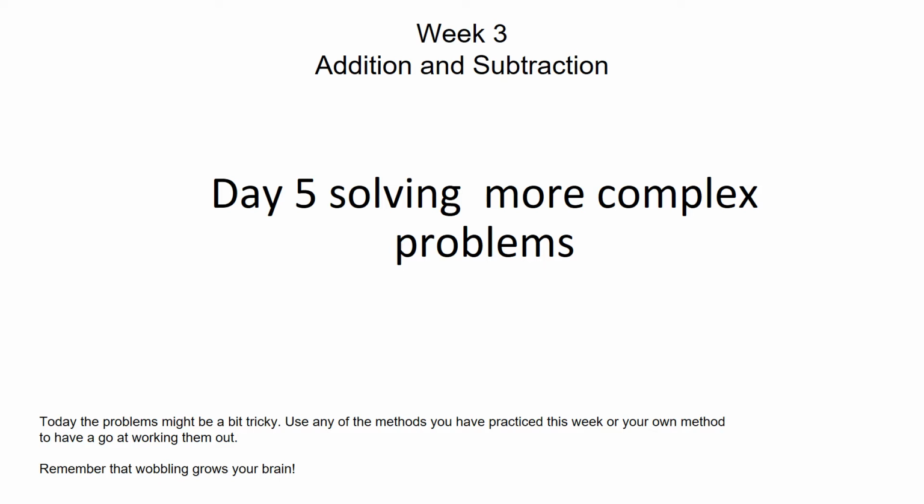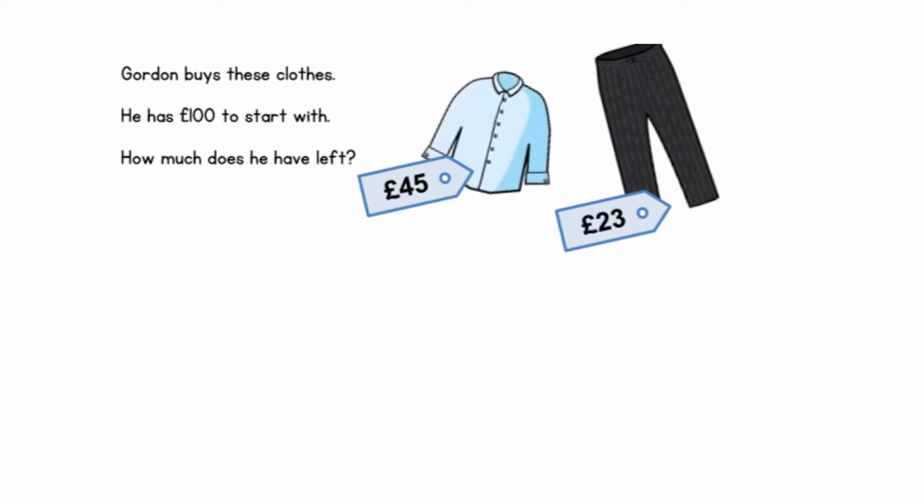Right, here goes. So the first one says Gordon buys these clothes. He's got £100 to start with. How much does he have left? He buys both of these things. There's a couple of ways you could do this.